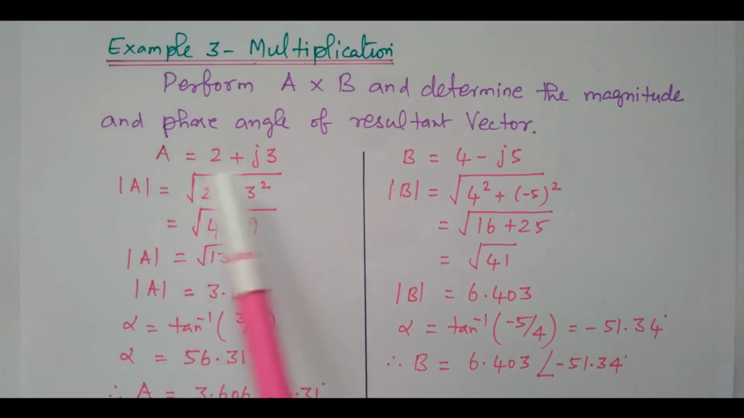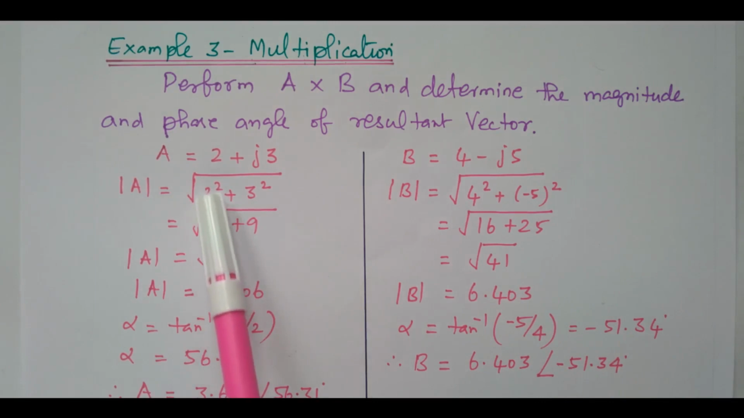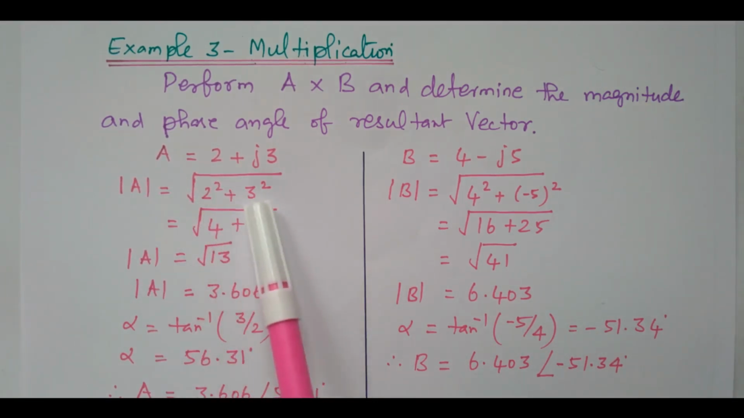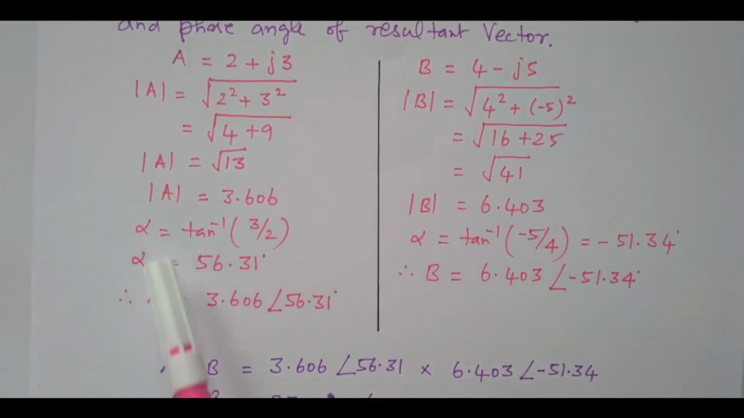So how will you convert this to polar form? The magnitude of a is the square root of real term square plus imaginary term square. Real term is 2, imaginary term is 3. After simplification, we got 3.606. What is the angle here? Tan inverse of imaginary term divided by real term, 3 by 2. It is 56.31. Now it is represented as a equal to 3.606 with an angle of 56.31.